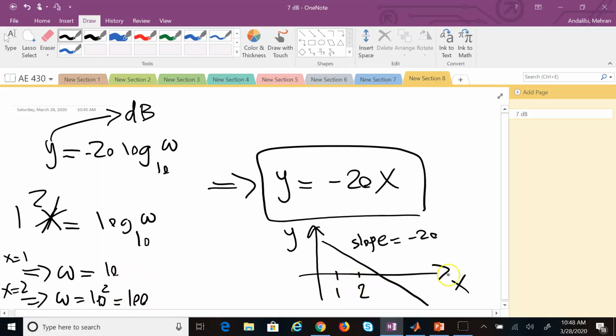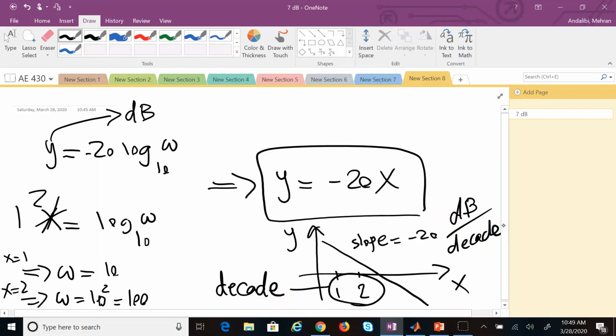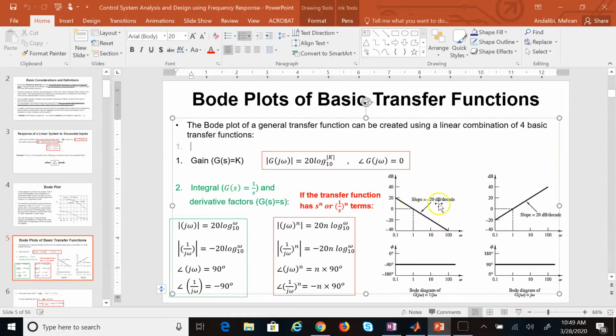So when I move in a logarithmic scale from one number to the next number, I'm not moving 1 hertz or 2 hertz or so. I'm moving from one frequency to 10 times that. So what I'm moving from here to here is actually a decade. So the unit of y is decibel, the unit of x is decade, so the slope is going to be decibel per decade, and that's why we needed to learn the notion of decade. So the slope here is negative 20 decibel per decade, and phase is negative 90 degrees.